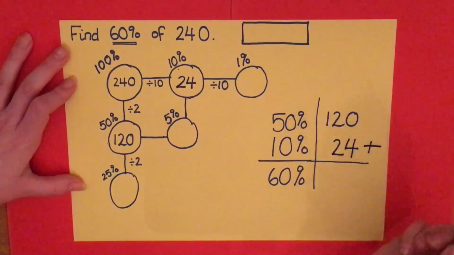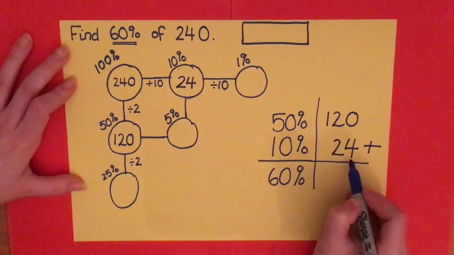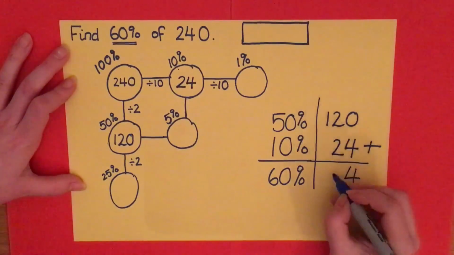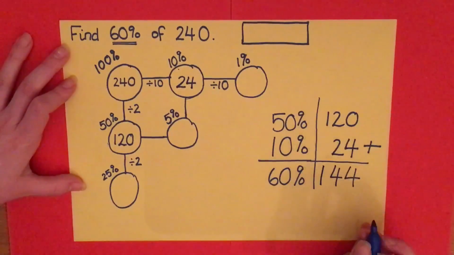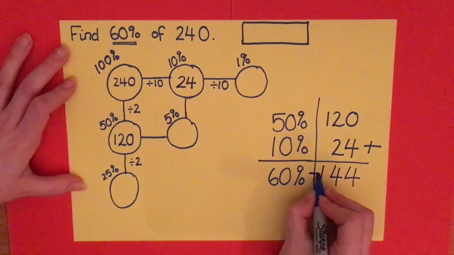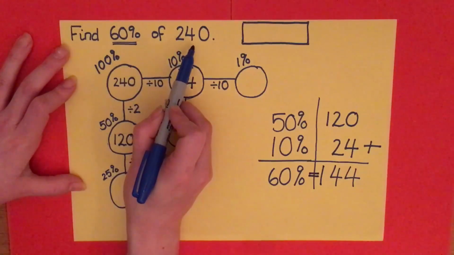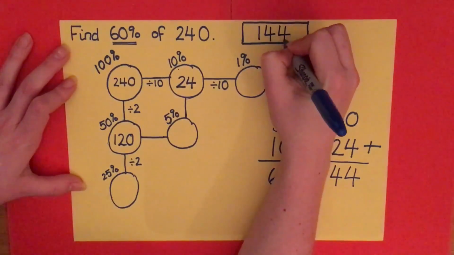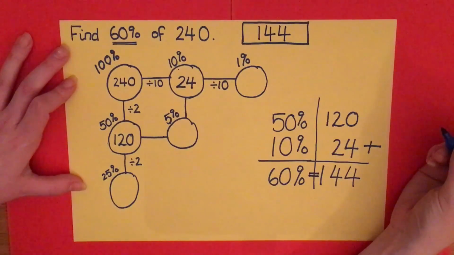So to get my answer, I'm going to add up those bubbles together. So 120 add 24, 4 add 0, 2 add 2 is 4, 1 add nothing is 1. So 60% is 144. So 60% of 240 is 144. I hope the bubble method helps you.